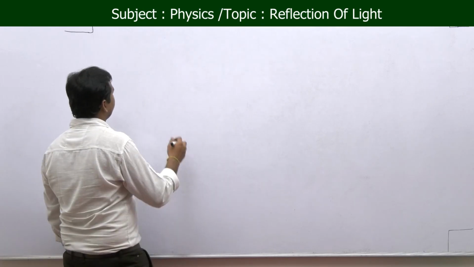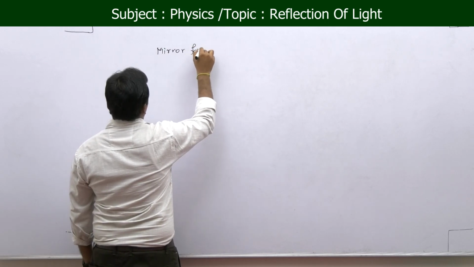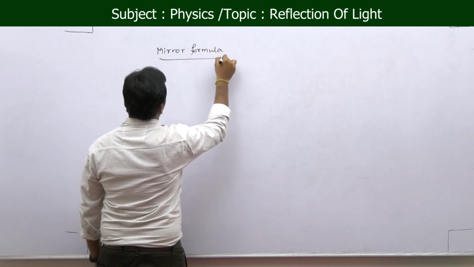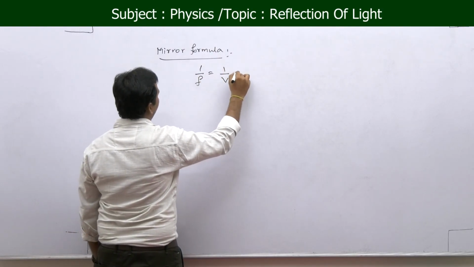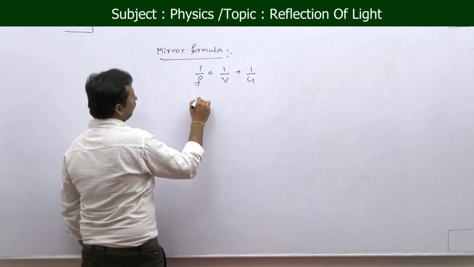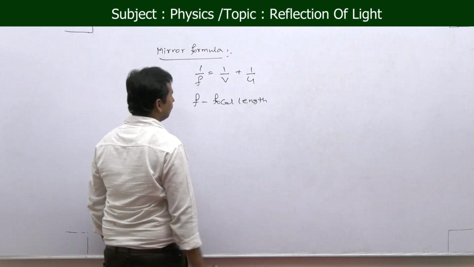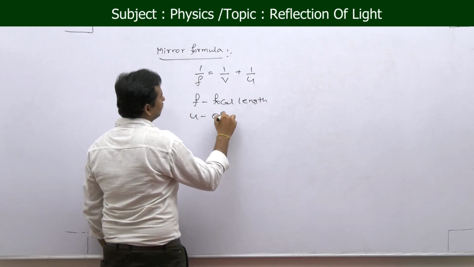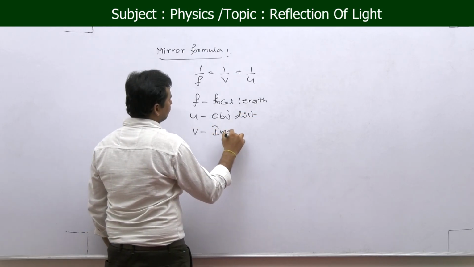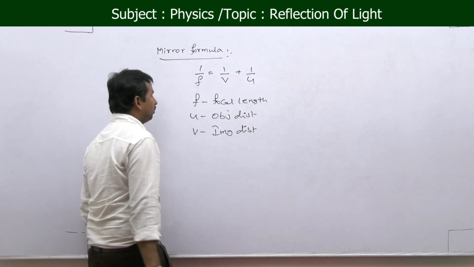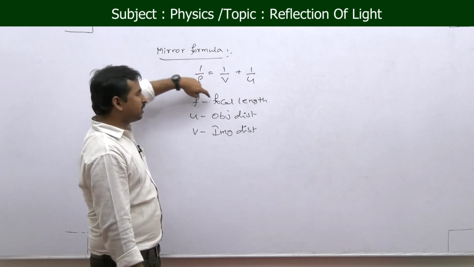Now after magnification, we will see the mirror formula. The mirror formula is 1 by f is equal to 1 by v plus 1 by u. Here f is the focal length of the given spherical mirror, u is the object distance, and v is the image distance. See that formula again: 1 by f is equal to 1 by v plus 1 by u, where f is the focal length.